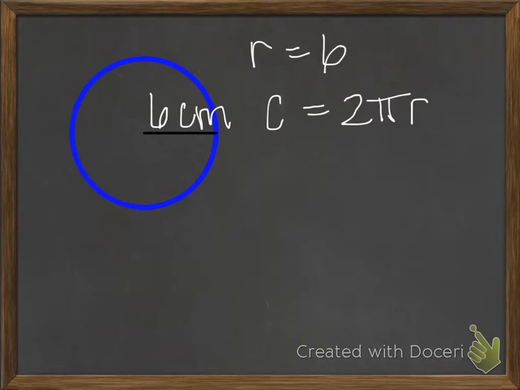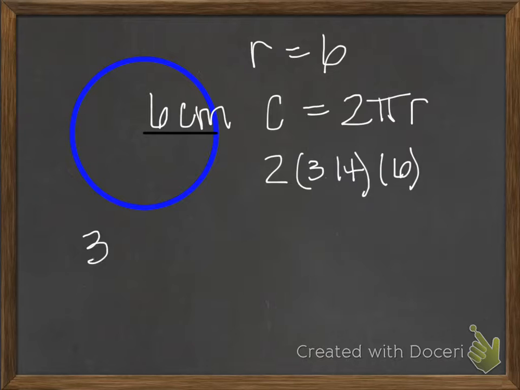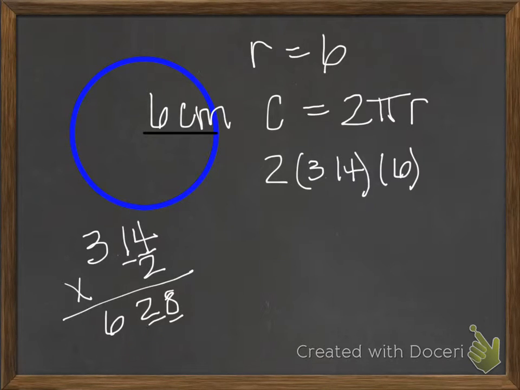So all I need to do now is plug in my numbers for pi and my radius and then multiply. So I'm going to take 2, multiply it times 3.14, and times my radius, which is 6. So after I do this, 2 times 3.14, move my decimal twice, so I get 6.28. And then I just need to multiply that times my 6, times my radius.